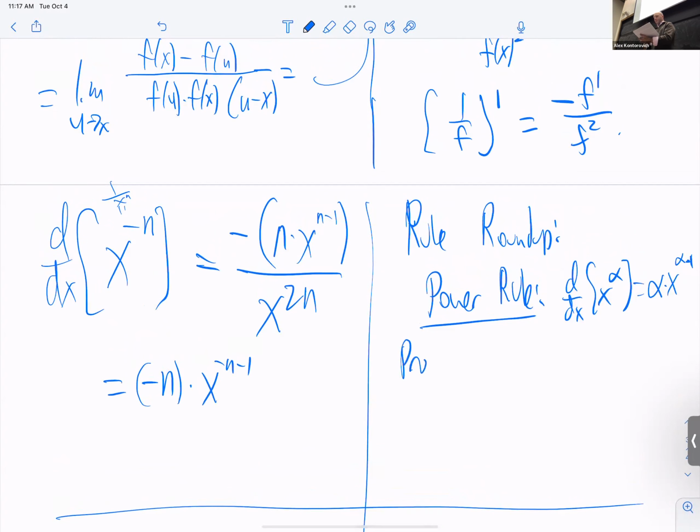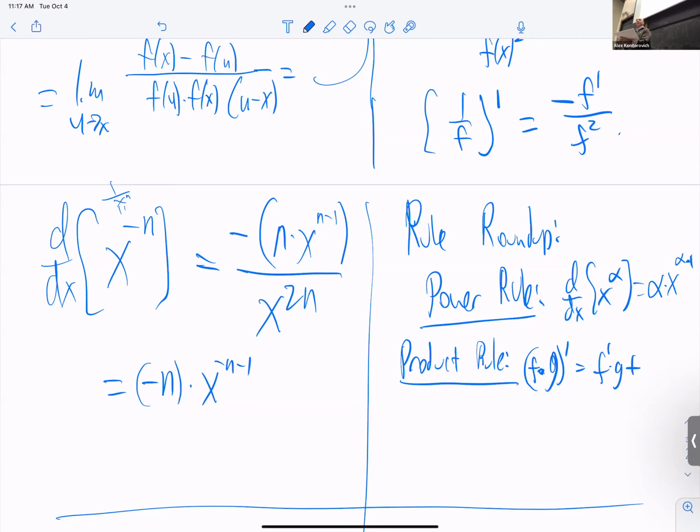We have a product rule. The derivative of the product of two things is equal to the product of the derivatives. No, it's not the product of the derivatives. What is it? The derivative of the first thing times the second plus the second, g prime times f, or f times g prime, whatever you prefer. The product rule.